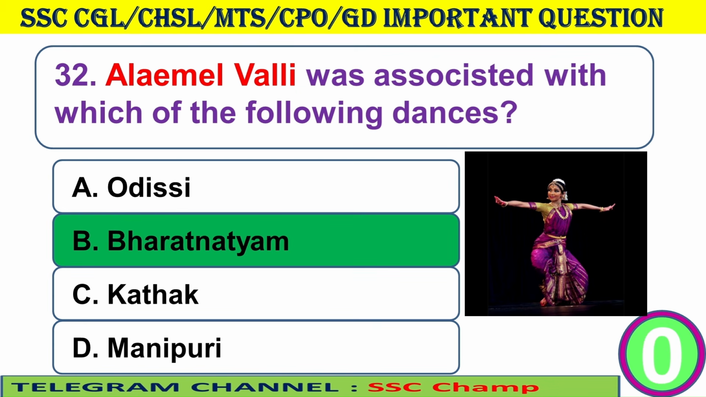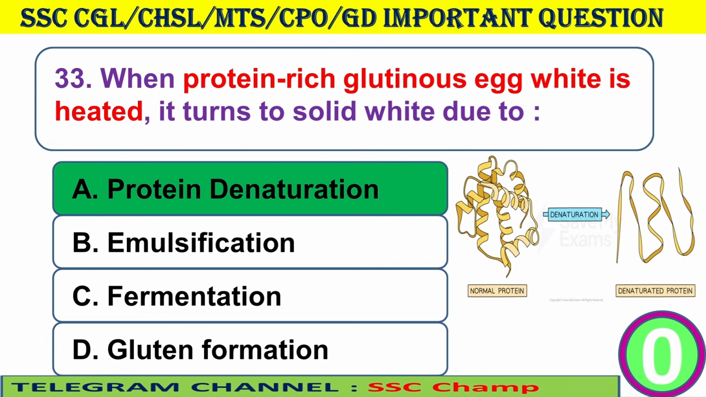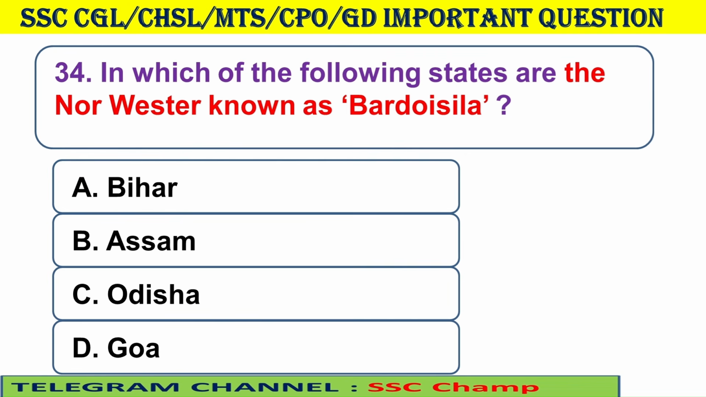Correct answer Bharatanatyam. If glutinous egg white is heated, it turned to solid white due to option A protein denutrition, option B emulsification, option C fermentation, option D gluten formation. Correct answer protein denutrition. In which of the following states are the northwestern known as Bardoi? Option A Bihar, option B Assam, option C Odisha, option D Goa.